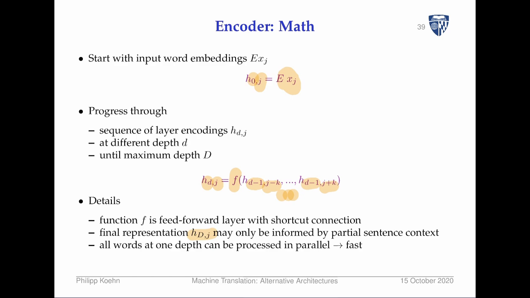A nice advantage is that all the words can be processed in parallel. Once you go through the layers, you can process all the words at the same time. This is a huge advantage over recurrent neural networks, where you have to walk through the entire sentence. So this makes it faster. Not necessarily in the amount of computation you have to do, but if you parallelize things, if you just assume infinite parallelization, you definitely take fewer computation steps.